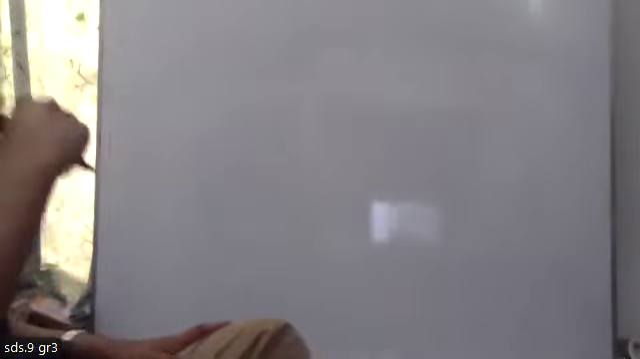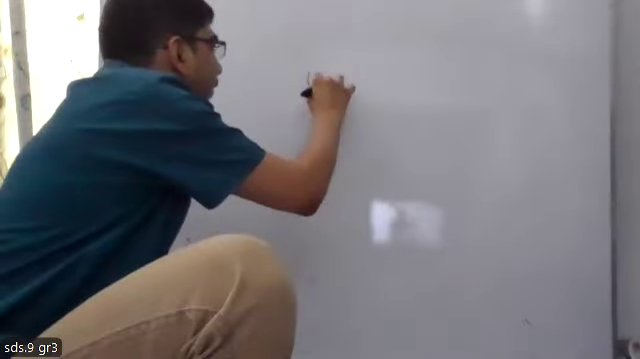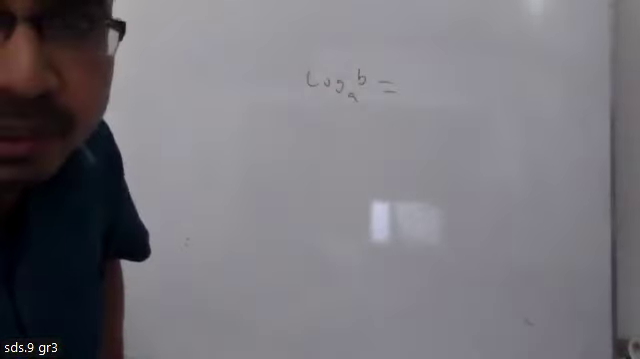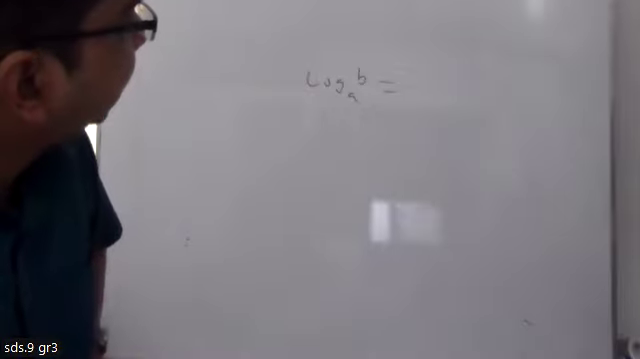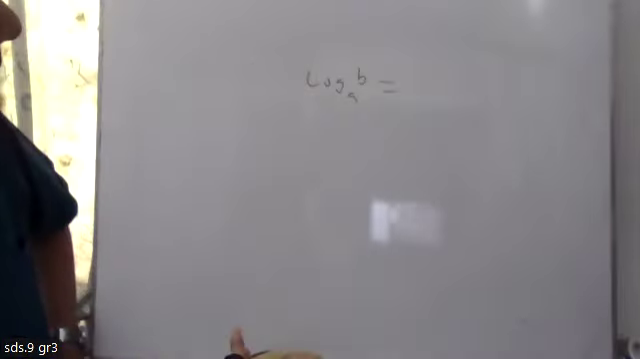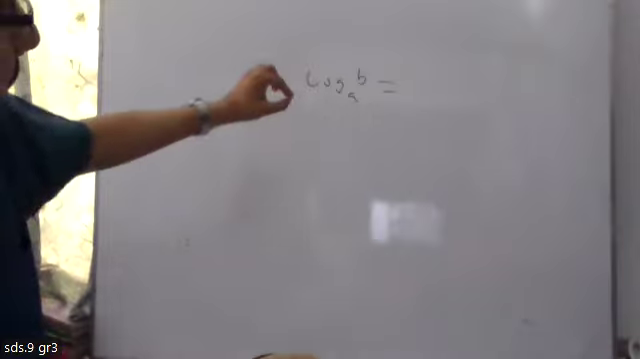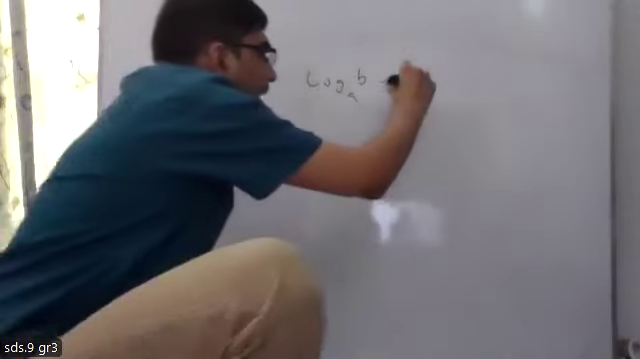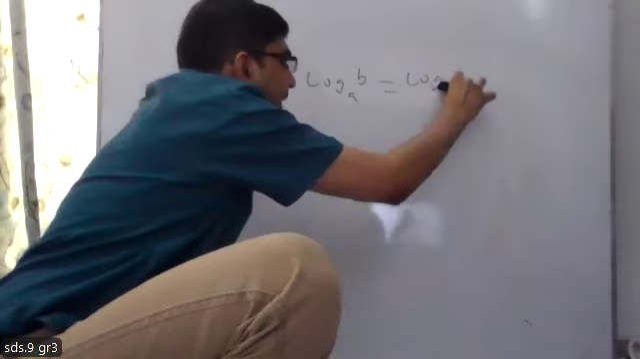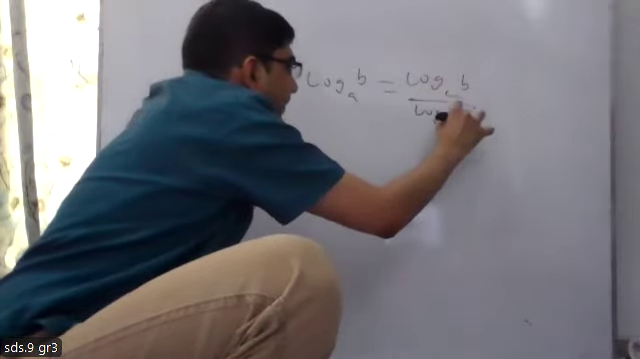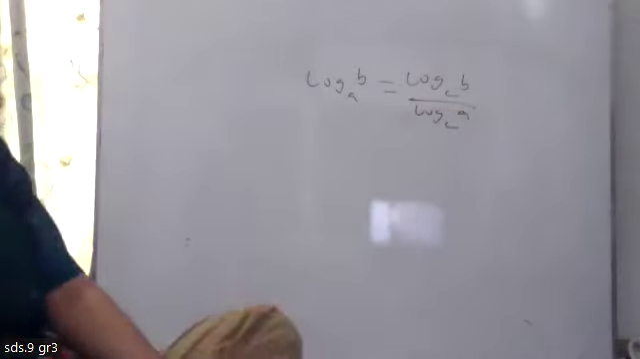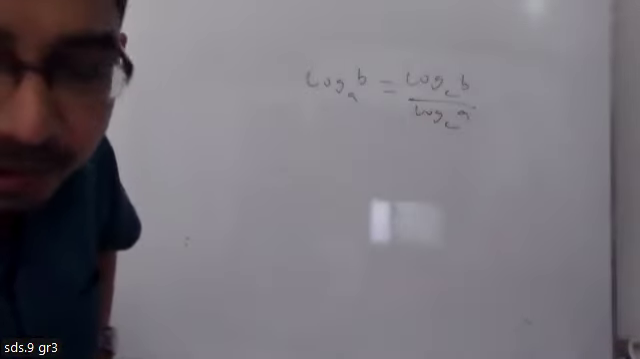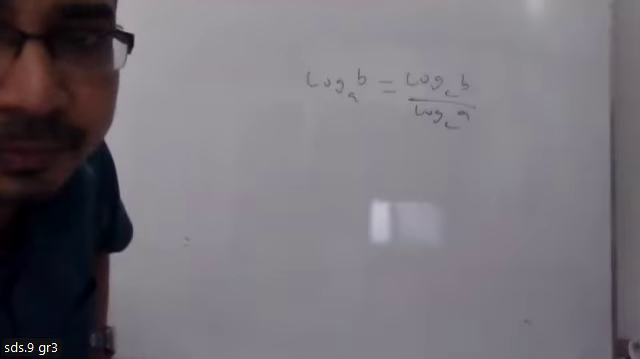Okay. So this is the base change formula. Let's say you have log B base A, and I want to change this base A to base C. So what is the formula? I'll just write it like this: log base C of B divided by log base C of A. All right, this is the formula. You have learned it before in class 8.